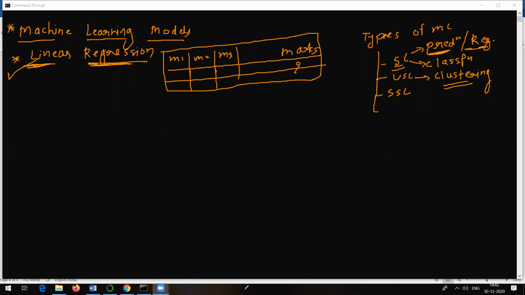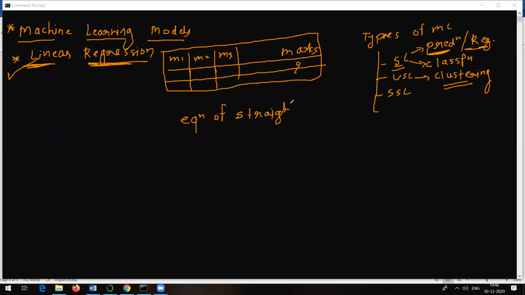I will take a very simple problem statement, we will try to solve it theoretically, and then we will see the implementation. Let me tell you, the basic idea behind linear regression is that we try to make use of the equation of a straight line. I hope you are aware of the equation of a straight line.